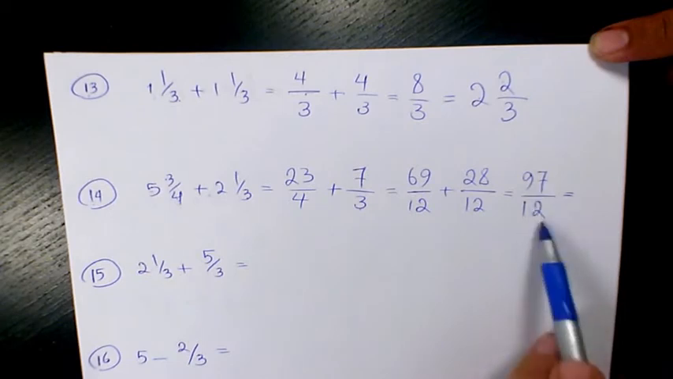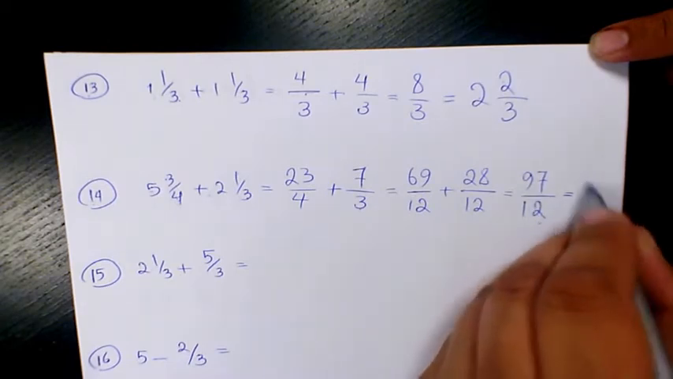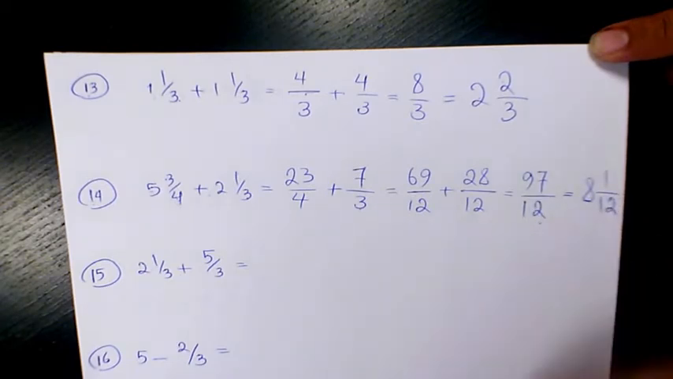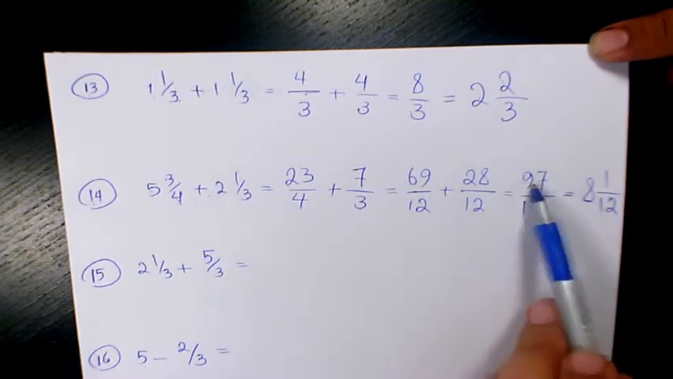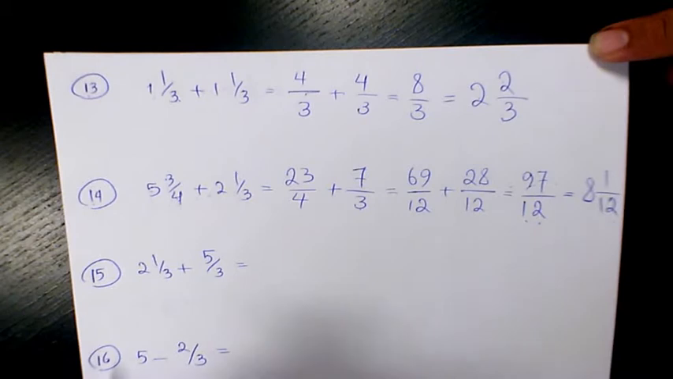What we can do, write it in complex form, it's going to be 8 1/12. Because 96 divided by 12 is going to be 8. 97 minus 96 is going to be 1.